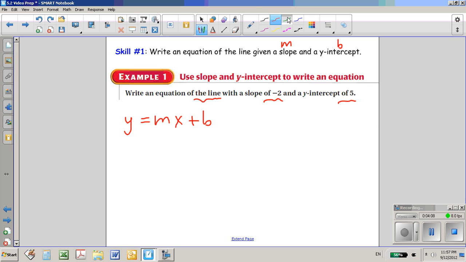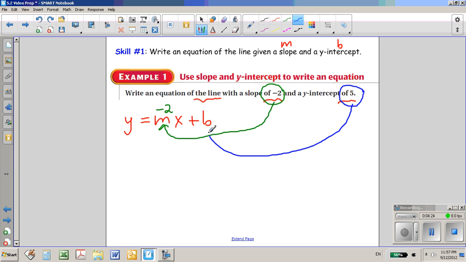So what I'm going to do is literally take my numbers and substitute these values into your equation. So the slope of negative 2 means that my m here is going to be negative 2. And my y-intercept of 5 means that my b is going to be 5. So then all you have to do here is just rewrite your equation and then you're done. So my equation is y equals negative 2x plus 5. And that's it, that's your answer.